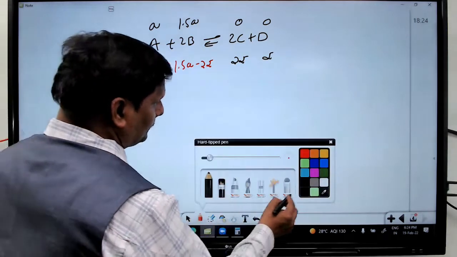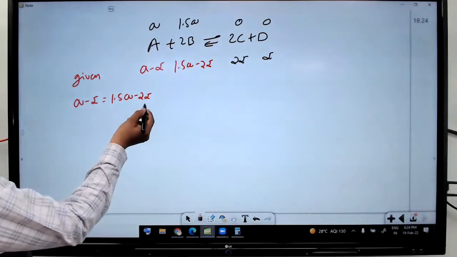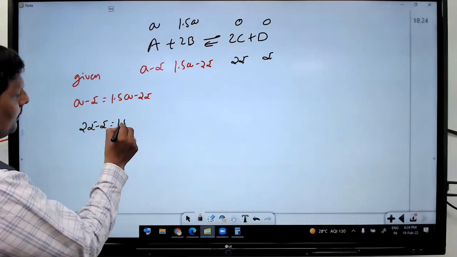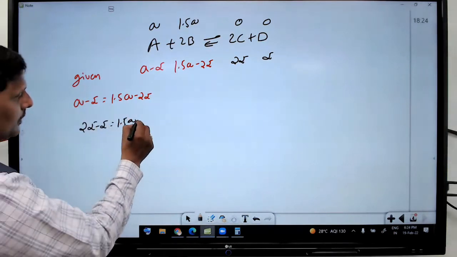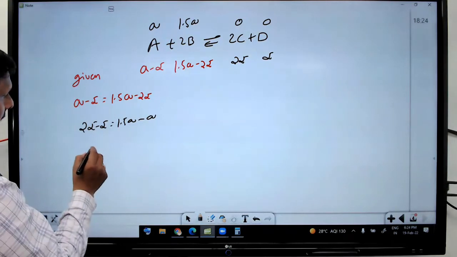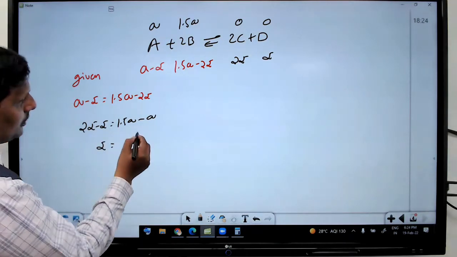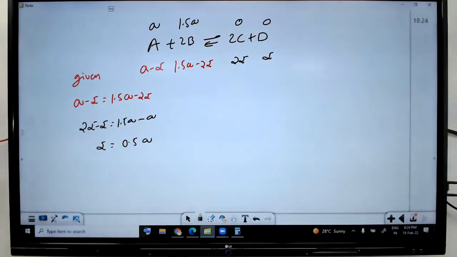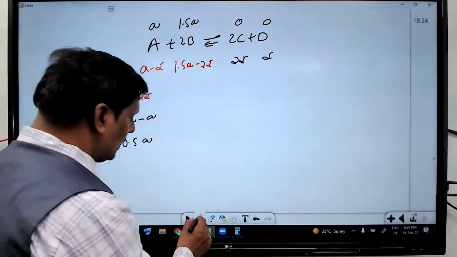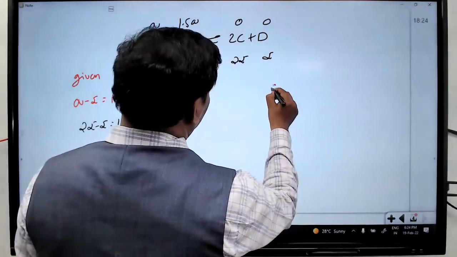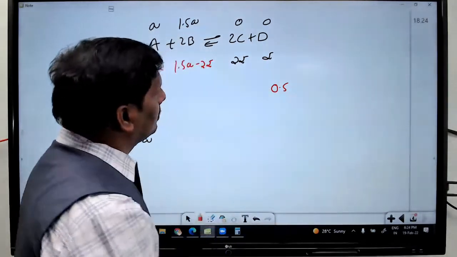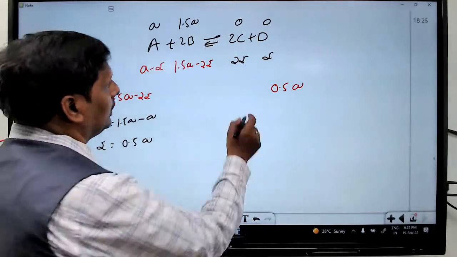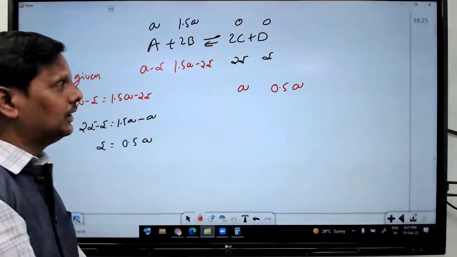चलो ये काम करें सर. Plus 2 minus 2 alpha, this side 2 alpha minus alpha. अच्छा, 1.5A, this will be minus A. अच्छा, alpha is equal to 0.5A. देखो, alpha is equal to 0.5A. So let alpha is equal to 0.5A. Here 2 into 0.5A, 2 alpha means 2 into 0.5, 1.